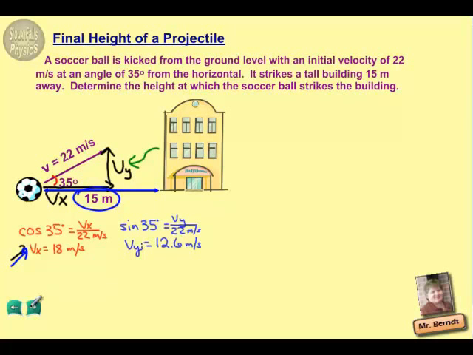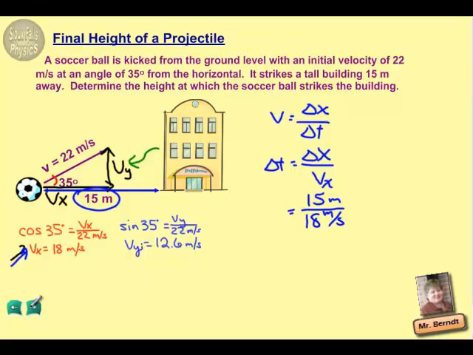So as a result, we can go back to our simplest definition of velocity, which is the change in displacement over the change in time. We can even rearrange this equation to become the change in time equals the change in displacement over velocity. This is the velocity in the x direction only, and we know that velocity and that displacement. So it's 15 meters divided by 18 meters per second. When we solve that, we're going to end up with a change in time of 0.83 seconds. And this will be the time that the ball is in the air until it hits the building.